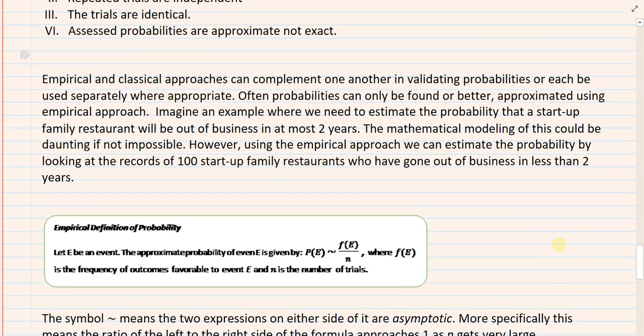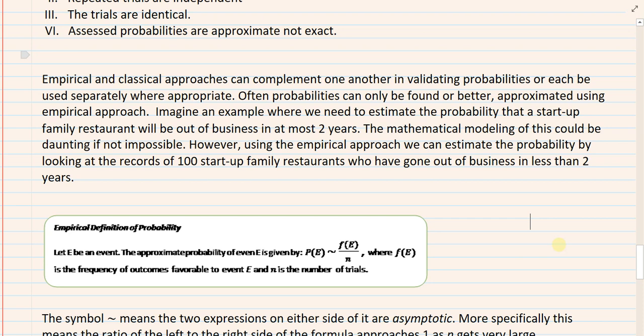Now, here's how the empirical probabilities are actually found. You take the ratio of how many times event E has occurred in the experiment that was conducted over N, which is the number of trials. That N should look familiar. It's the sample size, isn't it, that we used in chapter 3. So that's how we find those probabilities.